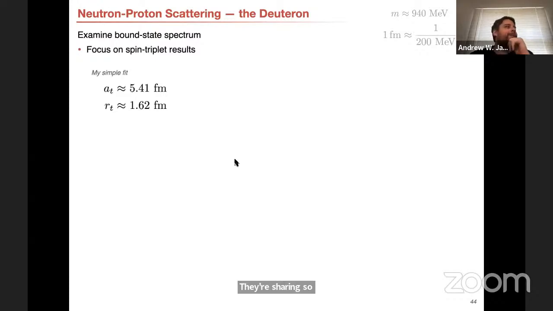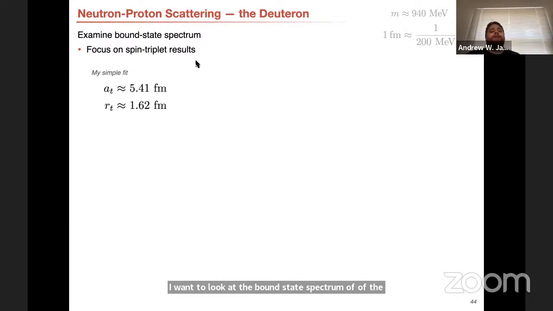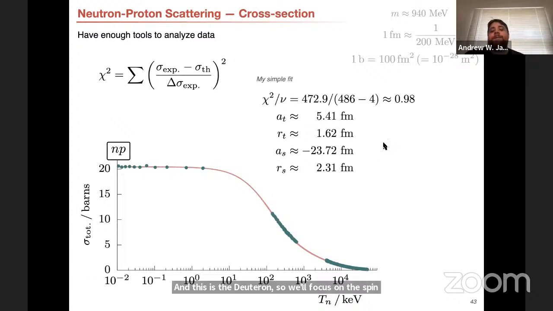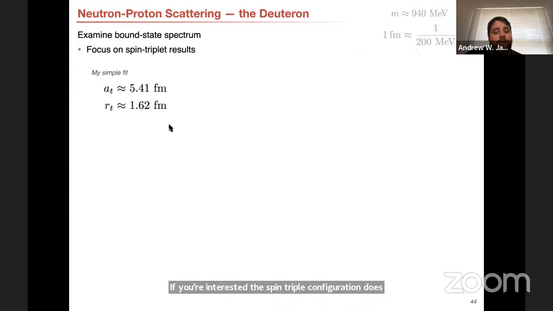So now, in the last few minutes, I want to look at the bound state spectrum of the proton-neutron system. And this is the deuteron. So we'll focus on the spin triplet, as I was saying here. The triplet state just comes from hindsight. If you were to do this analysis, you would do it on both and see what you get from it. I'll leave you to do some exploration. Since this is science, you should do some explorations by yourselves if you're interested. The spin triplet configuration does form a bound state. So we're going to focus on the spin triplet results here.